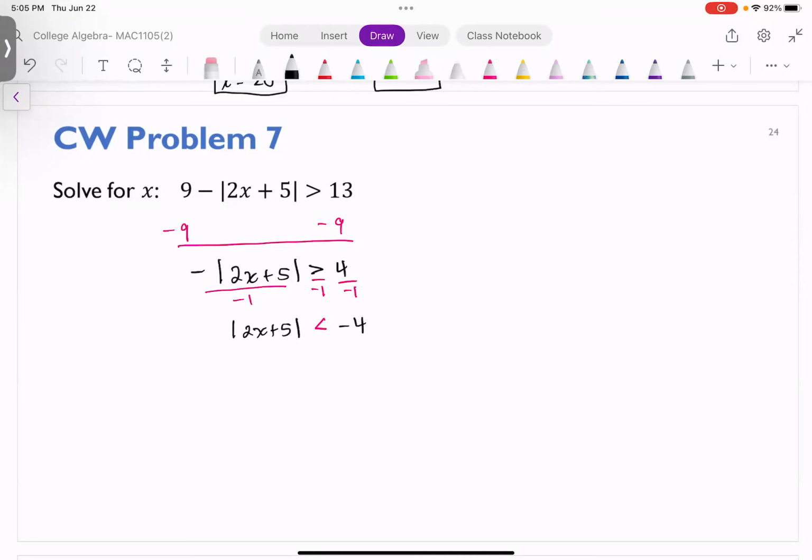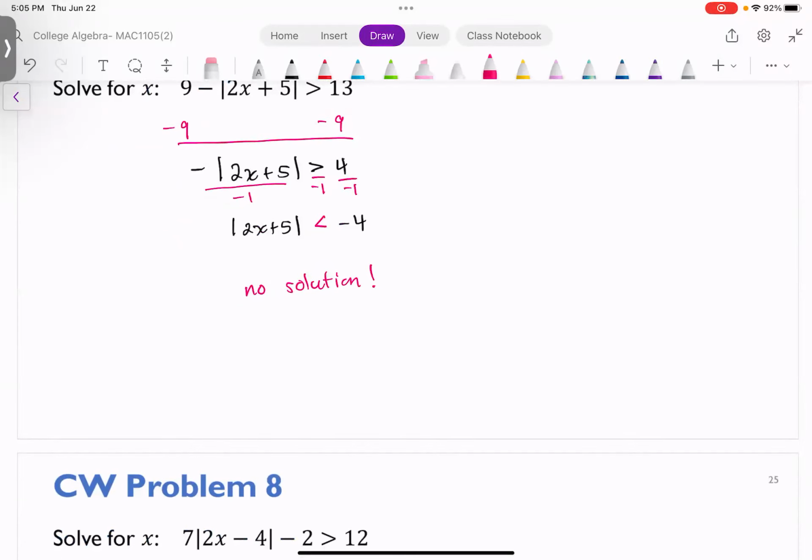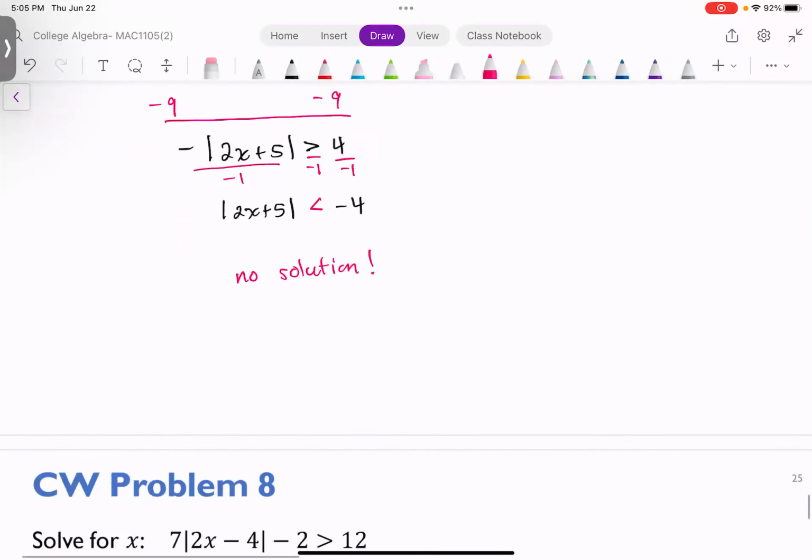In this case, we have no solution, because the absolute value is always positive and a positive number is always larger than -4.